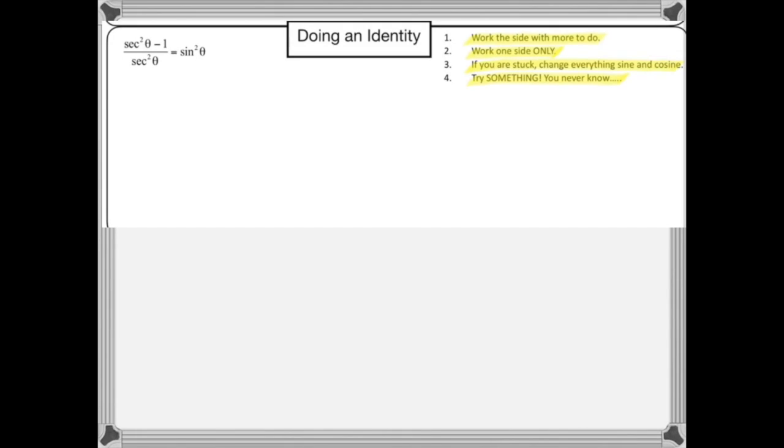Okay, so the way that I'm going to do this first one is to rewrite it larger so I have some room to work. Looking at the rule, we want to work the side with more to do, and it looks like the left-hand side is the one with more to do. The right side is just sine squared, so there's not much we can do with that. But we can work the left-hand side and take a look at trying to get that equal to sine squared.